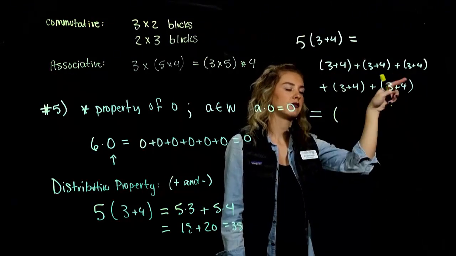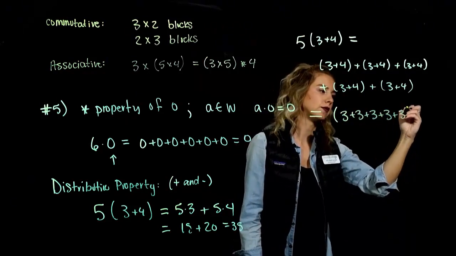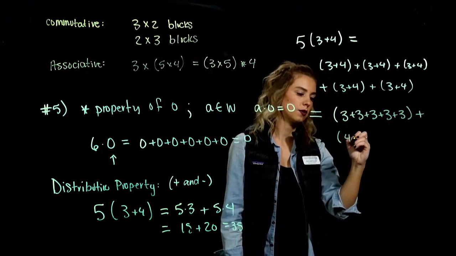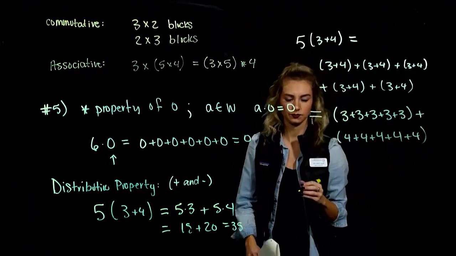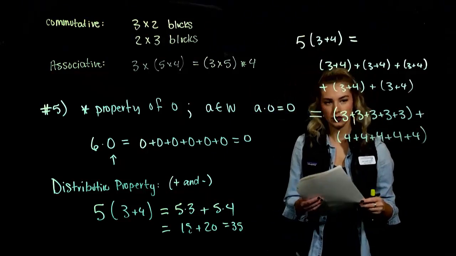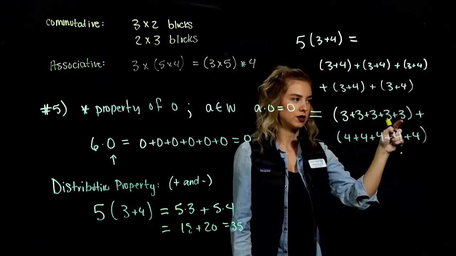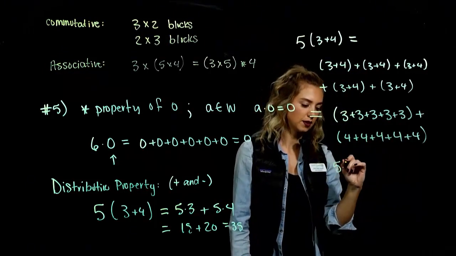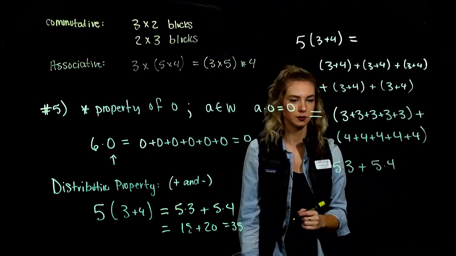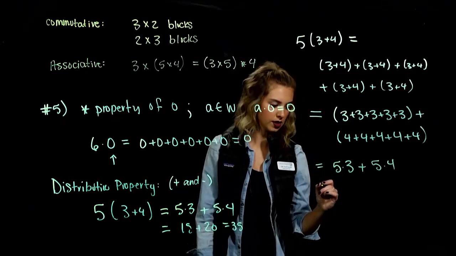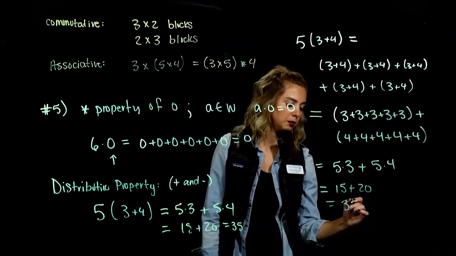So how many 3s do we have in this case? 1, 2, 3, 4, 5 of them. And how many 4s do we have? 1, 2, 3, 4, 5 of them. And what are the sum of these? How else could we rewrite repeated addition of these 3s? Well, I have 5 of them of this factor. How many 4s do we have? 5 of that factor. So again, proving it in a different way. 5 times 3 is 15, 5 times 4 is 20. We still get the same value.